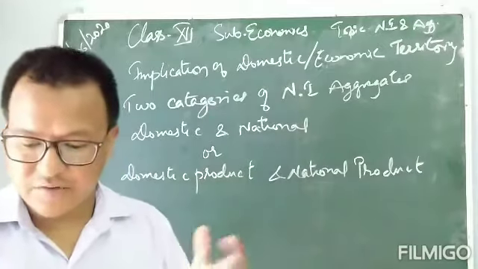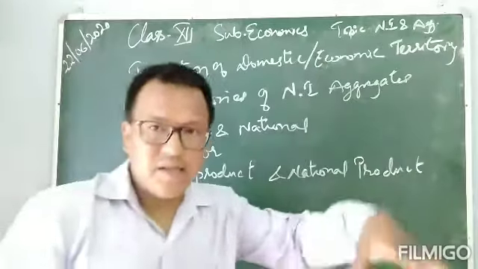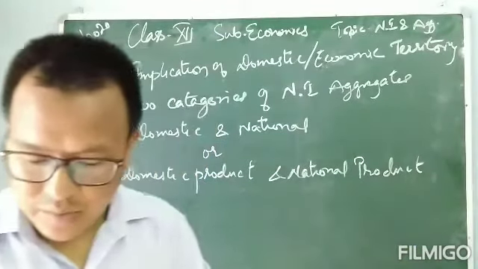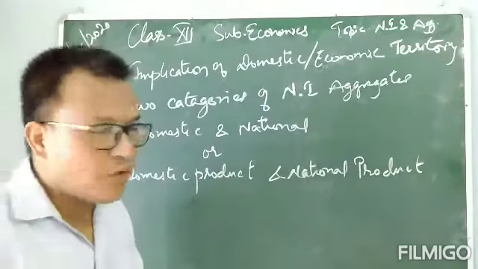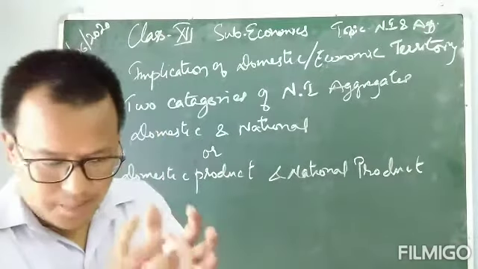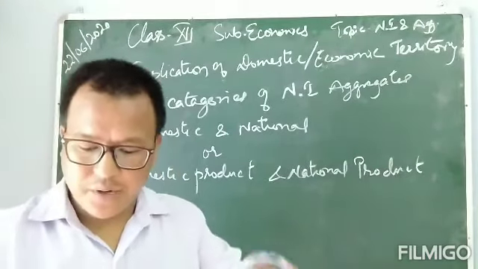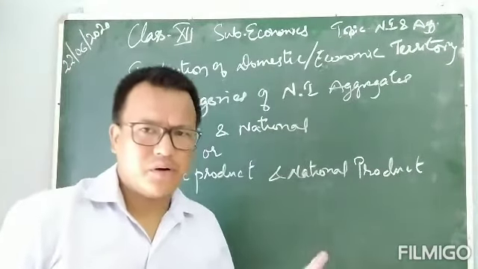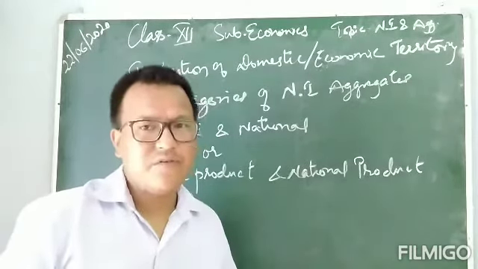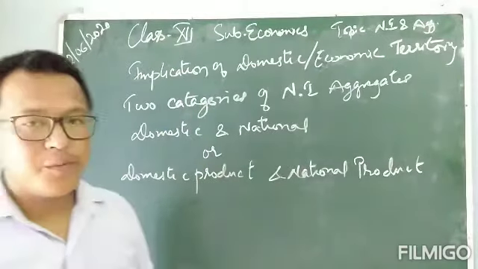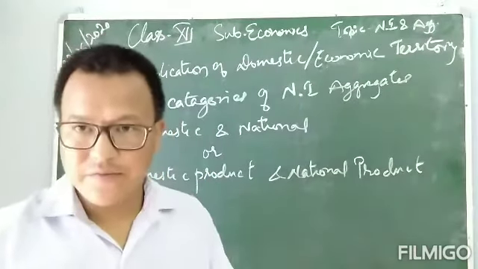So all the production activities of the production units located in the economic territory, whatever we produce in our economic territory, is called domestic product. There are two types of product: gross domestic product and net domestic product, and there are some examples of domestic and economic territory. We will study the implications of these in further videos.